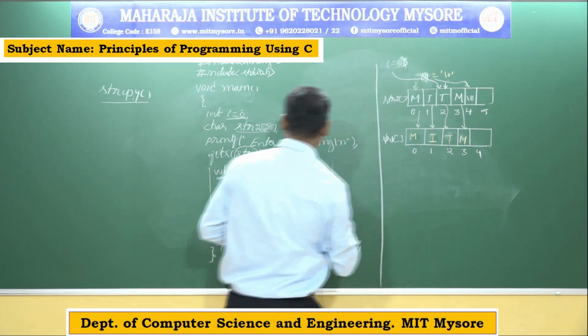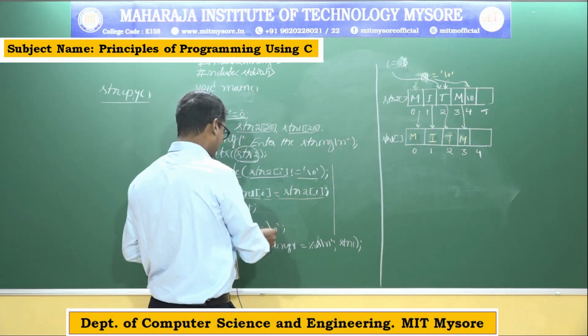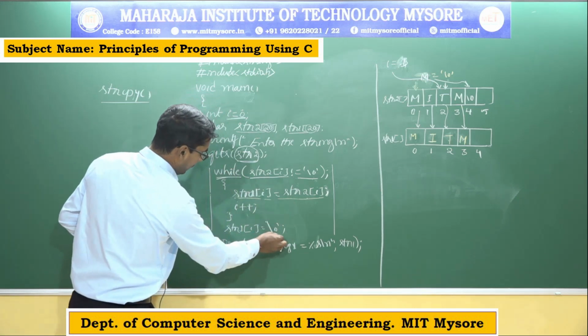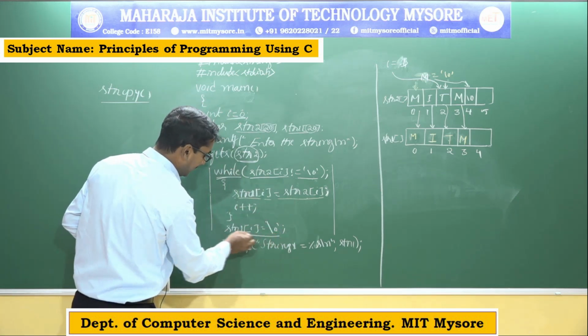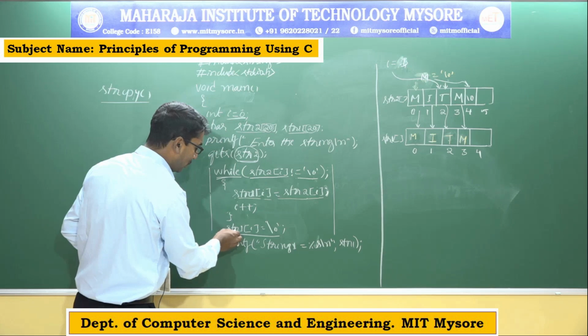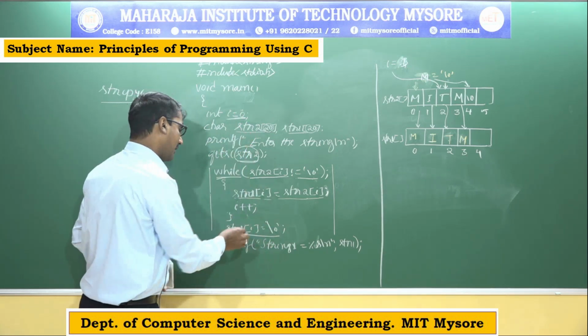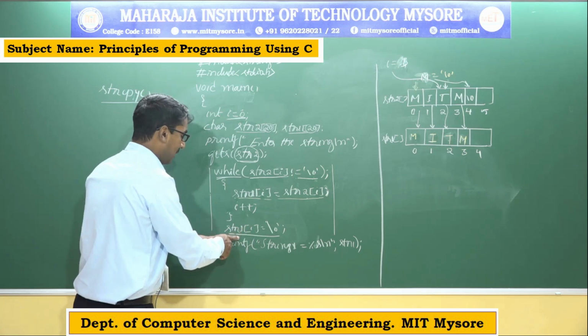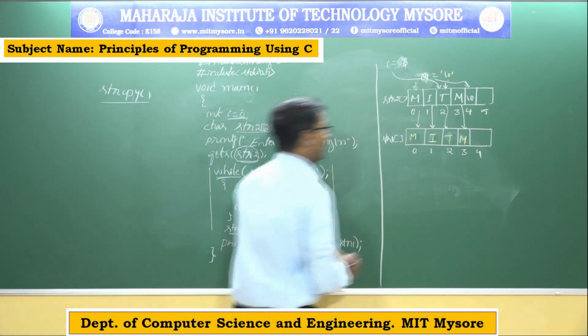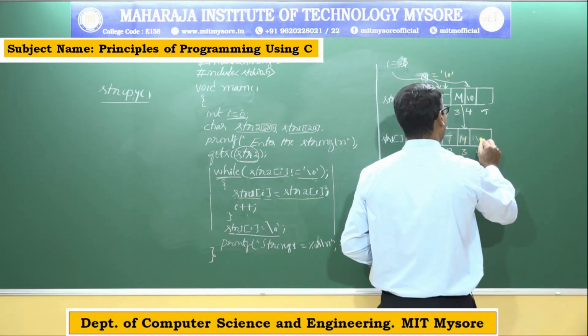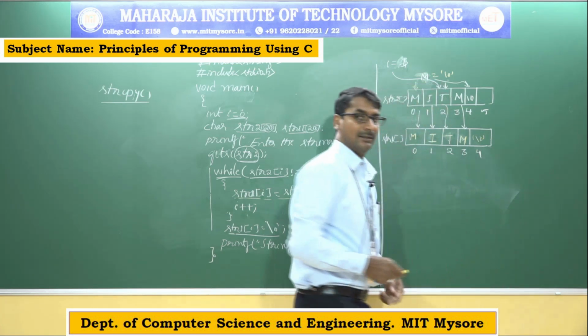Null not equal to null, condition is false. Once this condition is false, then it will terminate from the loop. Then it will execute str2 of I is equal to null. So what is the value of I? I value is 4. So str1 of 4 is equal to null. So it will assign the null character.